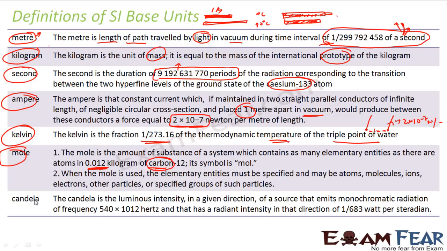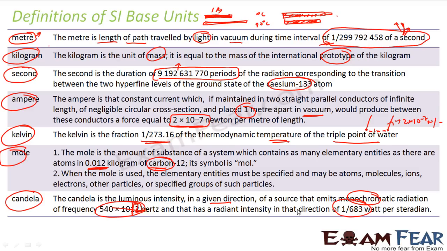Candela, it is for the luminous intensity in a given direction of a source that emits monochromatic radiation of frequency 540 into 10 to the power 12 hertz, and that has a radiant intensity in the direction of 1 by 683 watt per steradian.